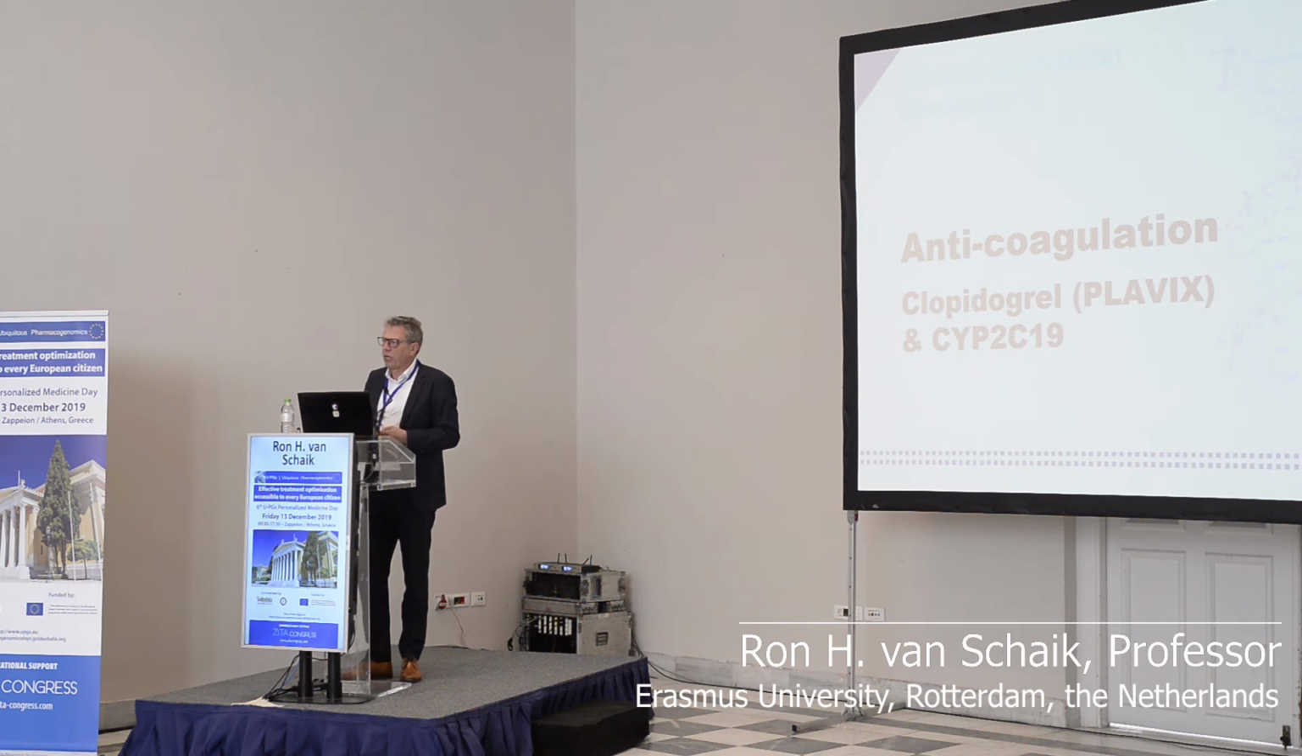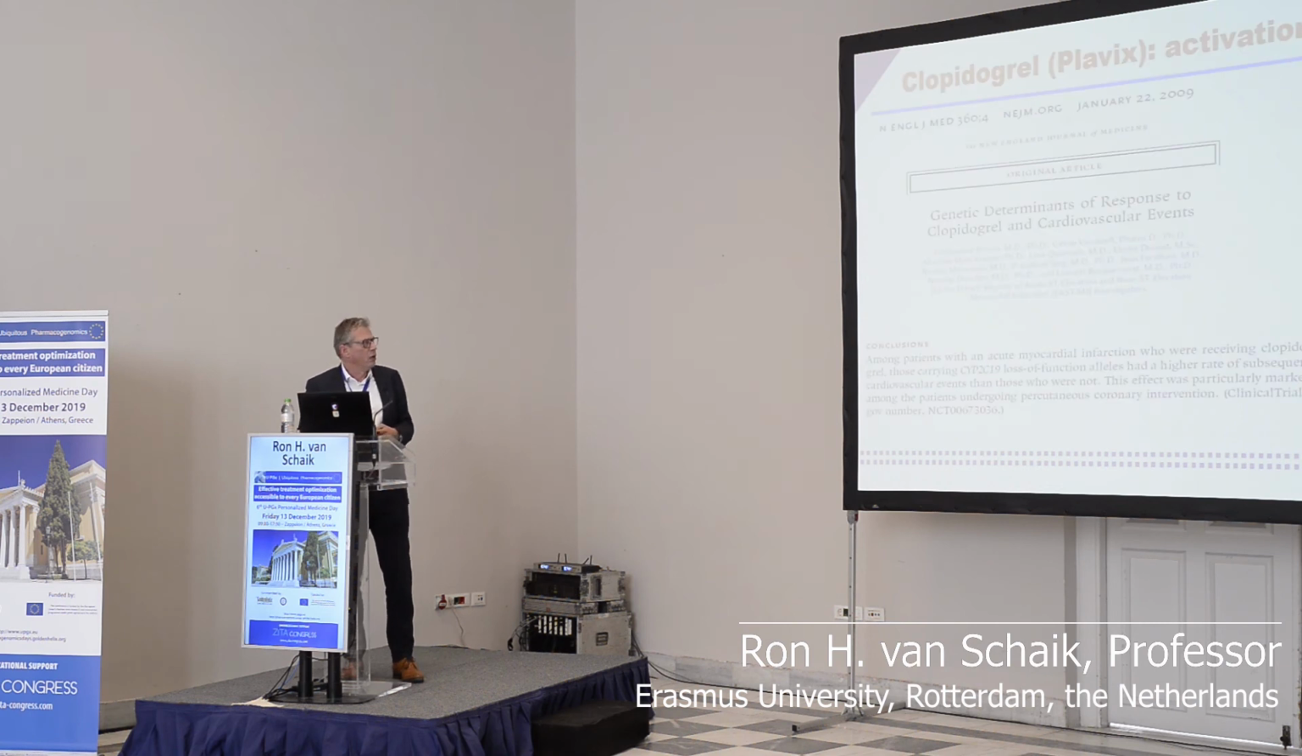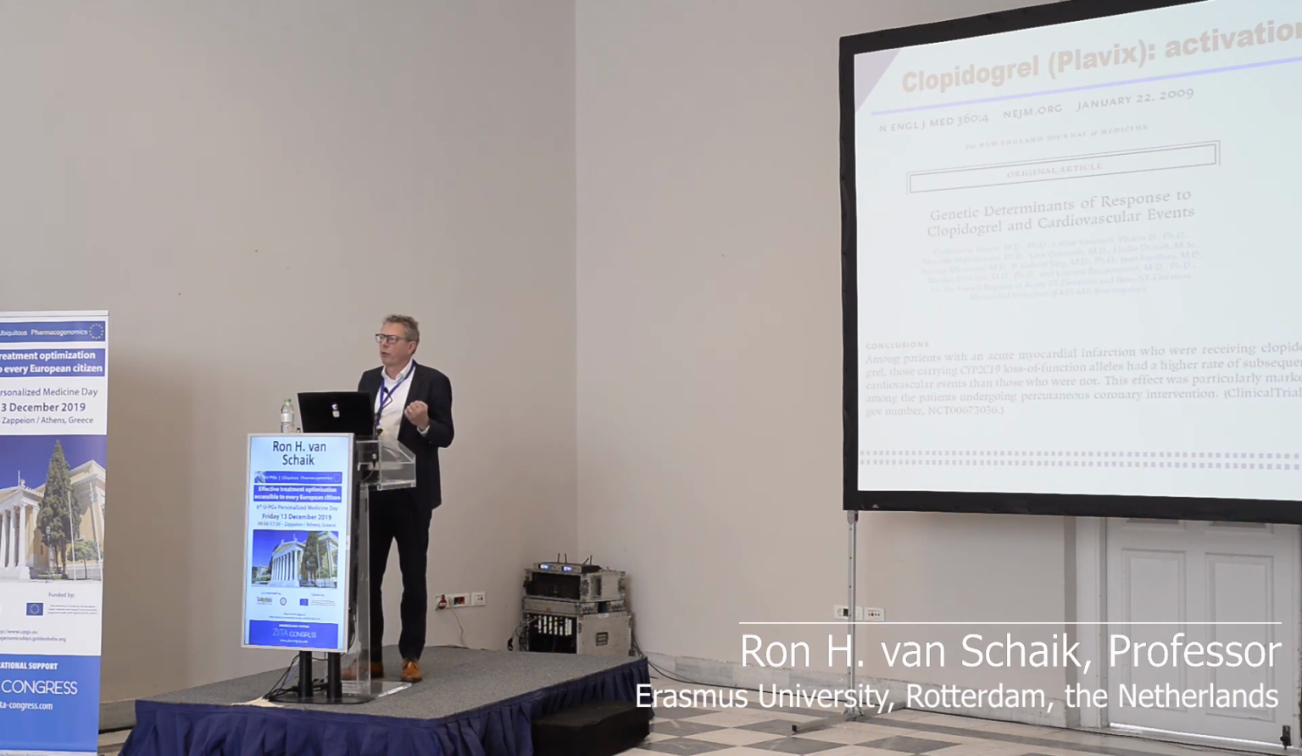Let's go to a second biomarker, not cytochrome 2D6, but cytochrome 2C19. And this is a discussion which is currently very hot in the Netherlands. It's about clopidogrel and cytochrome 2C19. Clopidogrel is being prescribed to patients who have acute myocardial infarction. Clopidogrel is a prodrug. It needs to be activated in the liver, and the enzyme responsible for that is cytochrome 2C19.